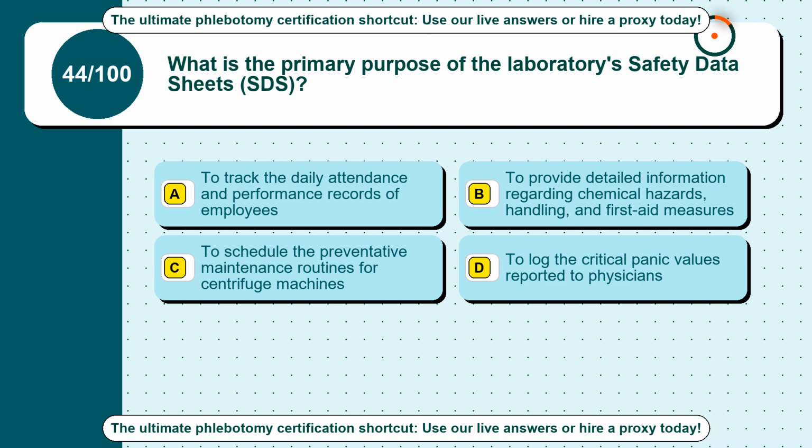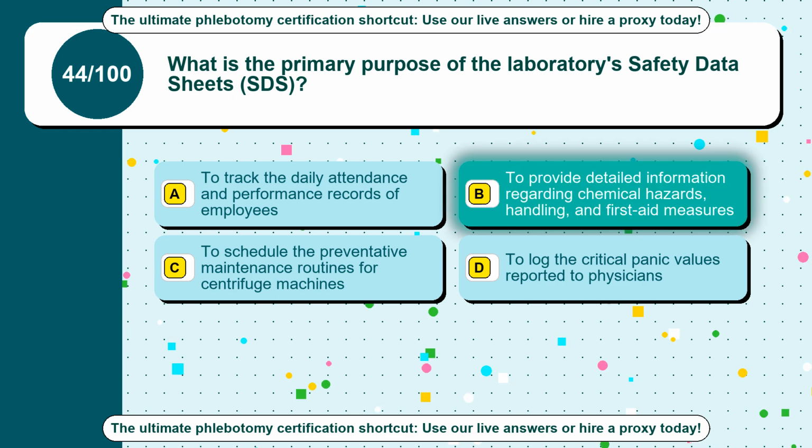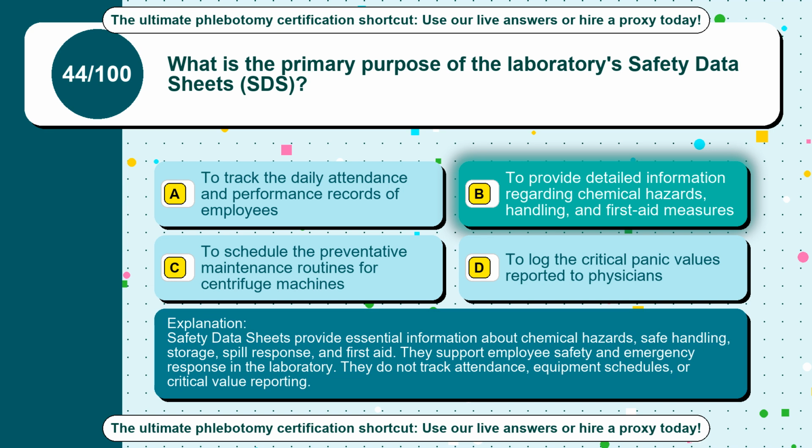Option D. To log the critical panic values reported to physicians. The correct answer is option B. To provide detailed information regarding chemical hazards, handling, and first aid measures. Safety data sheets provide essential information about chemical hazards, safe handling, storage, spill response, and first aid. They support employee safety and emergency response in the laboratory. They do not track attendance, equipment schedules, or critical value reporting.